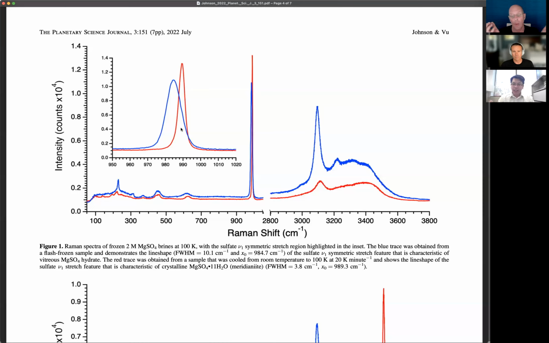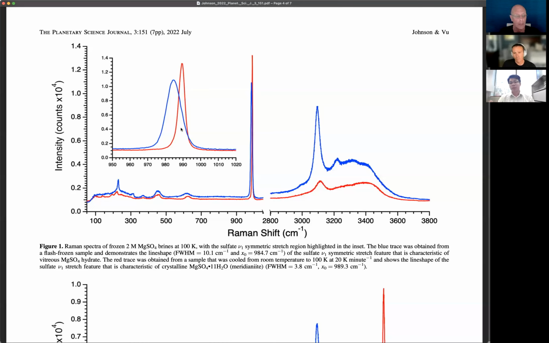Along with the sample, it's worth keeping in mind that this is not just the sulfate salt in the sample. You have a lot of water around it. This is only a 2 molar. Well, I shouldn't say only. 2 molar is pretty salty compared to ocean water here on Earth, of course. But in the context of a solution, water is 55 molar. So you still have about 30-fold more water than salt.